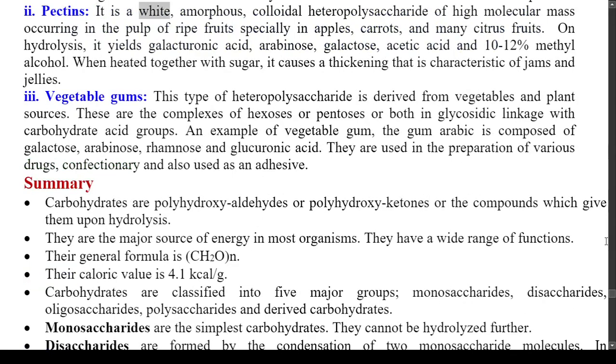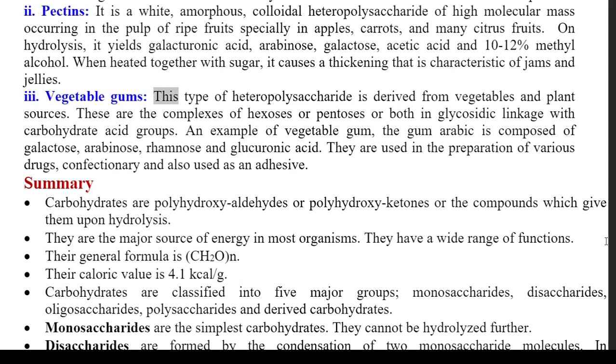2. Pectins. It is a white, amorphous, colloidal heteropolysaccharide of high molecular mass occurring in the pulp of ripe fruits, especially in apples, carrots, and many citrus fruits. On hydrolysis, it yields galacturonic acid, arabinose, galactose, acetic acid, and 10 to 12% methyl alcohol. When heated together with sugar, it causes a thickening that is characteristic of jams and jellies.